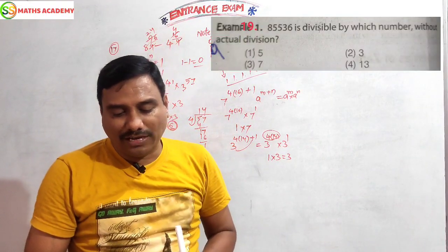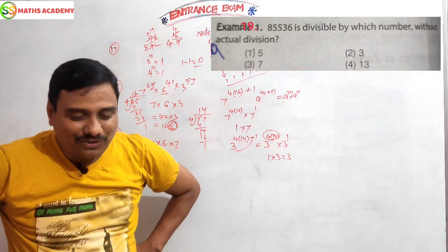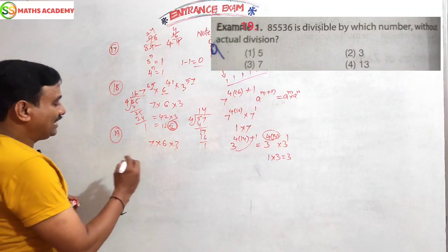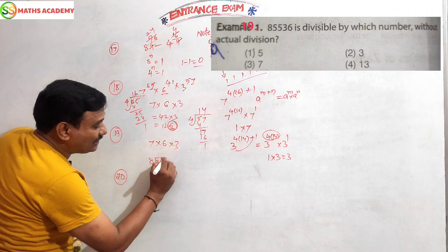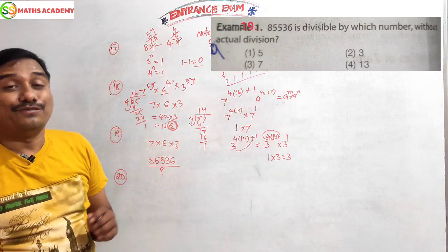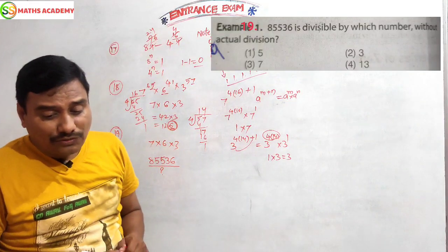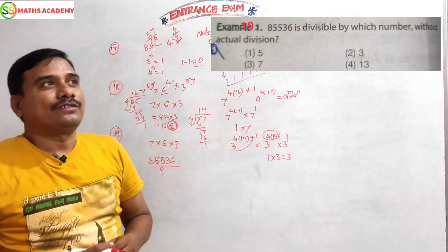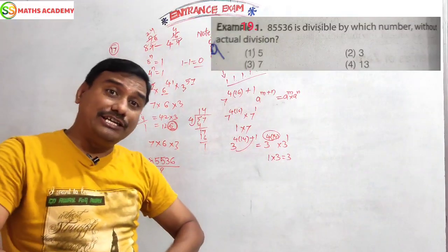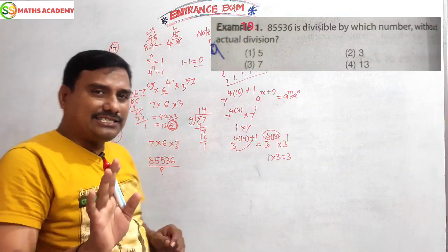Now question number 19. 85,536 is divisible by which number without actual division? 85,536. 85,536 divisible by which number? Without doing any actual division, we can't use the Vinayaka method here. What are the options? 5, 3, 7, 13. I told you if you know the divisibility rules, then it is easy.